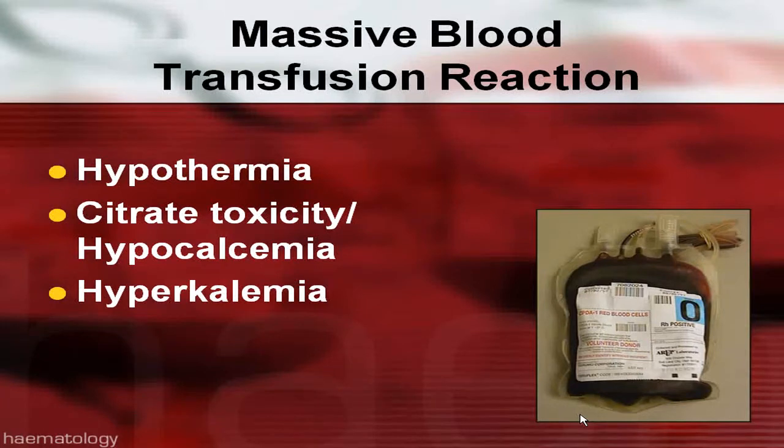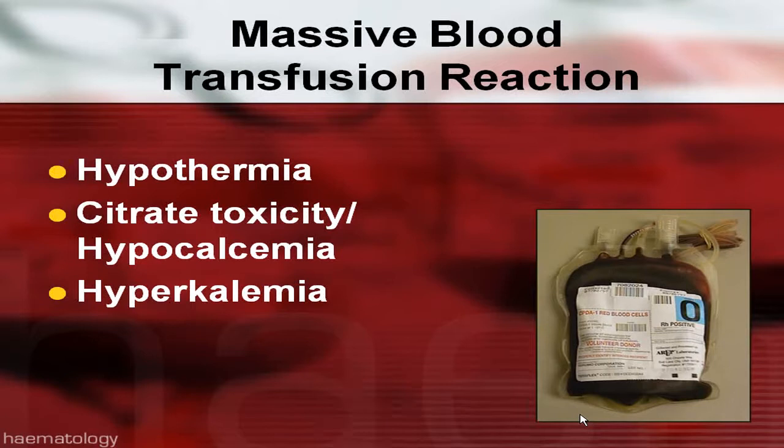They can get a citrate toxicity, which can cause hypocalcemia. Because the blood is usually stored with citrate to keep it from clotting, okay, and to keep it good to use. But that citrate will cause the calcium that's in the patient's bloodstream to bind to it, and then the client will get hypocalcemic and have all the arrhythmias and things that can come along with that.